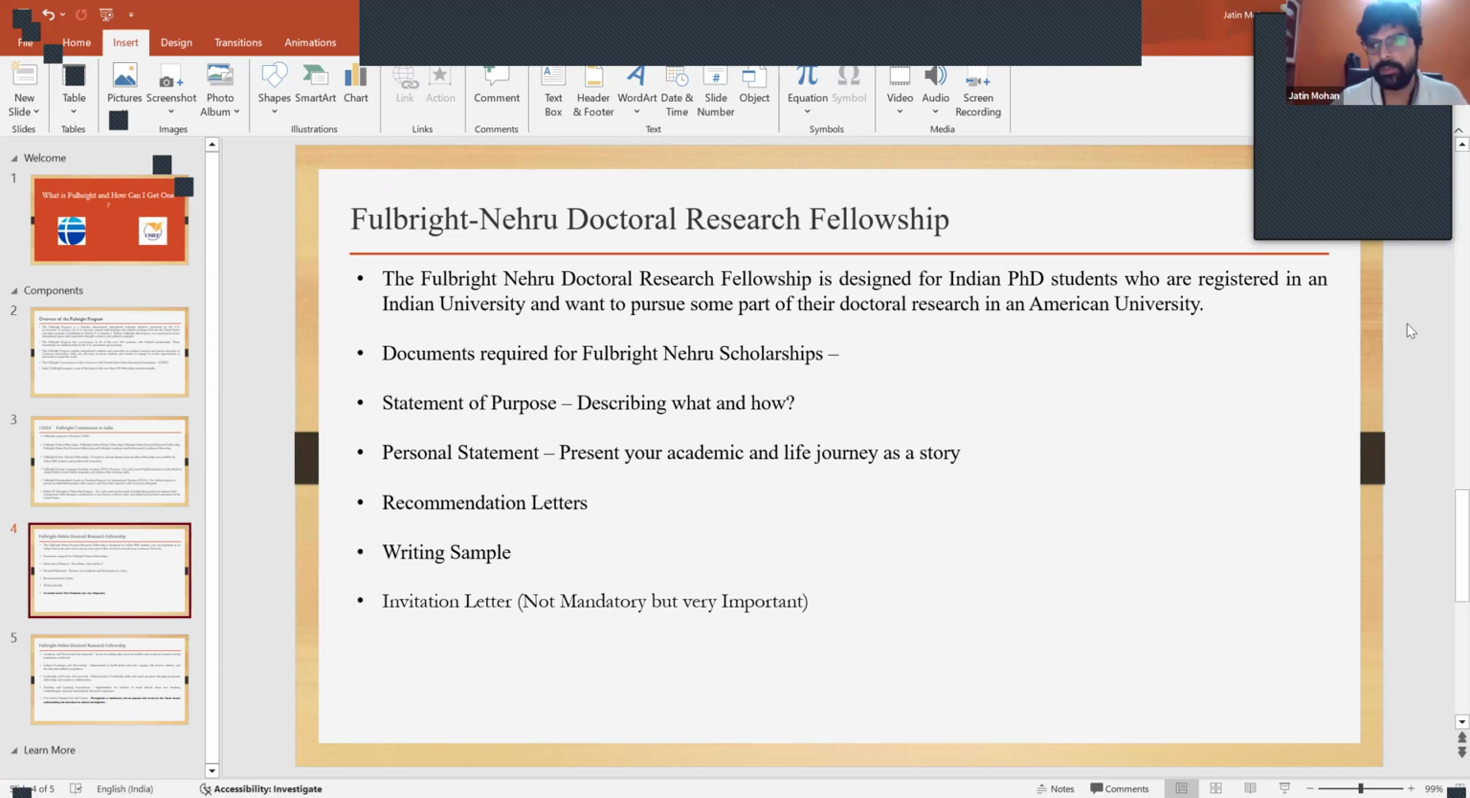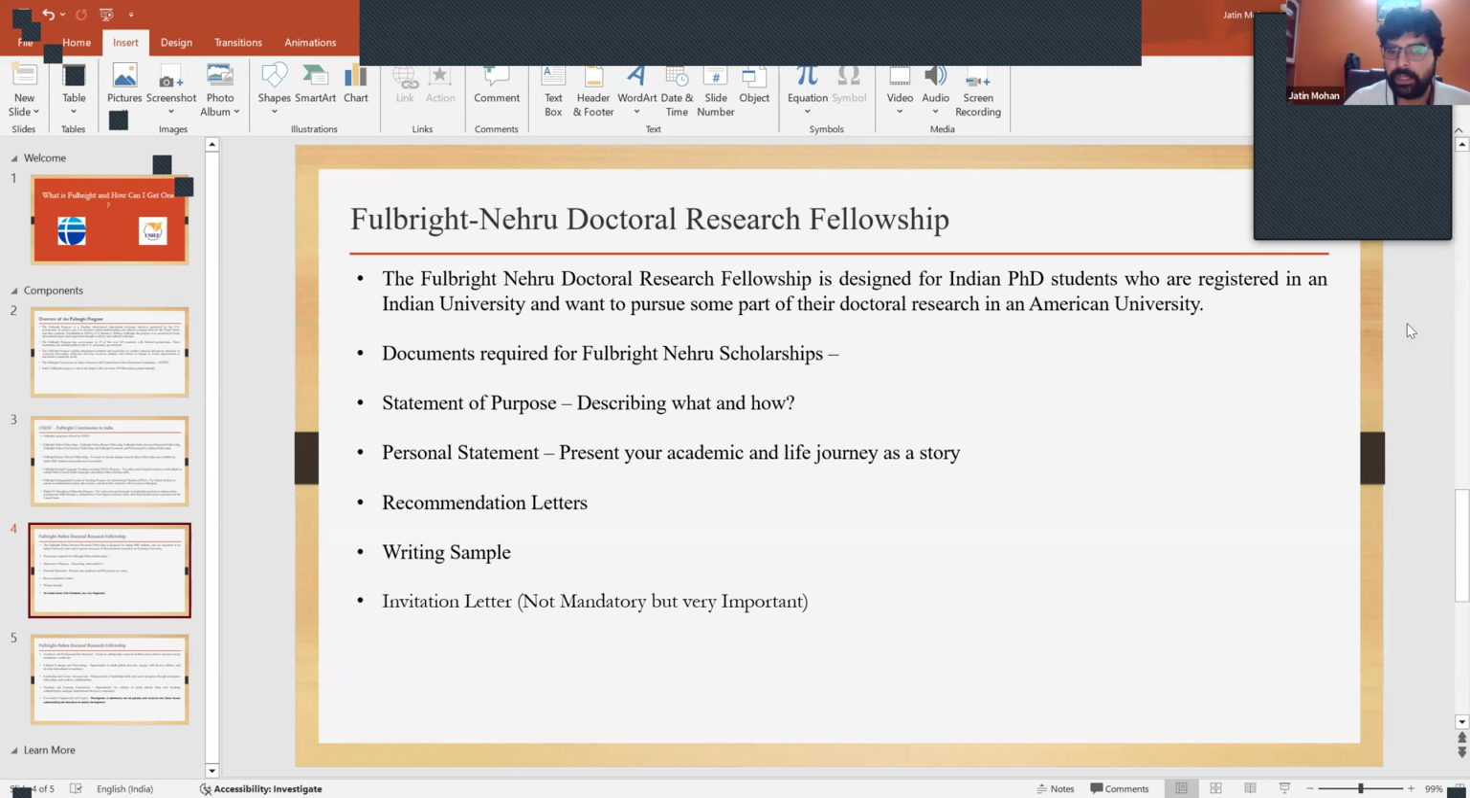And the other thing you need is a writing sample. I'm not entirely sure if you need it for the Fulbright Nehru Master's Fellowship, but for other fellowships you need it. A writing sample could be anything: a paper, an article, or a chapter of your master's thesis, or something I've written.